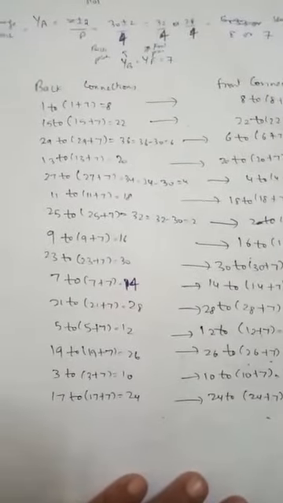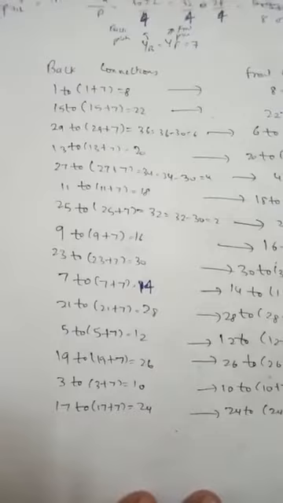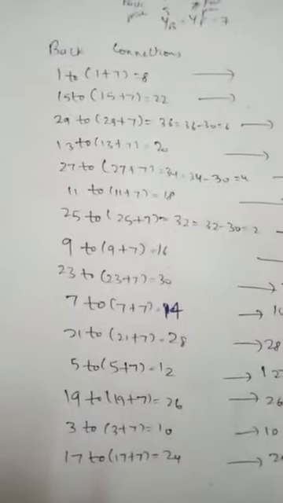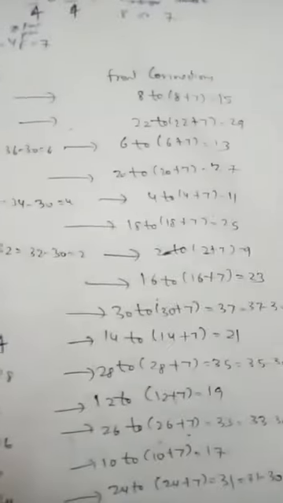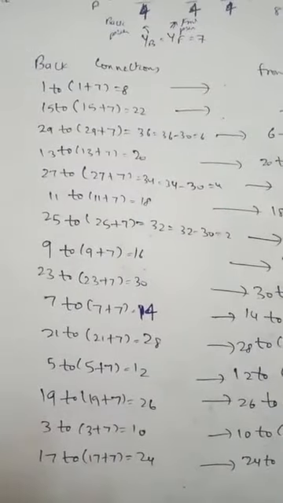So how have we done the back connection? That is 1 to 1 plus 7, that is 8. This is the back connection. Then front connection 8 to 8 plus 7, 15. Next is 15 to 15 plus 7, 22. Next is 22 to 22 plus 7, 29. Next is 29 to 29 plus 7, 36.